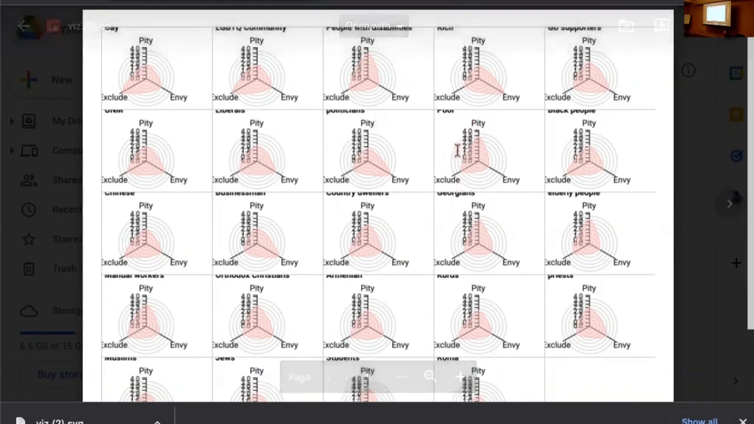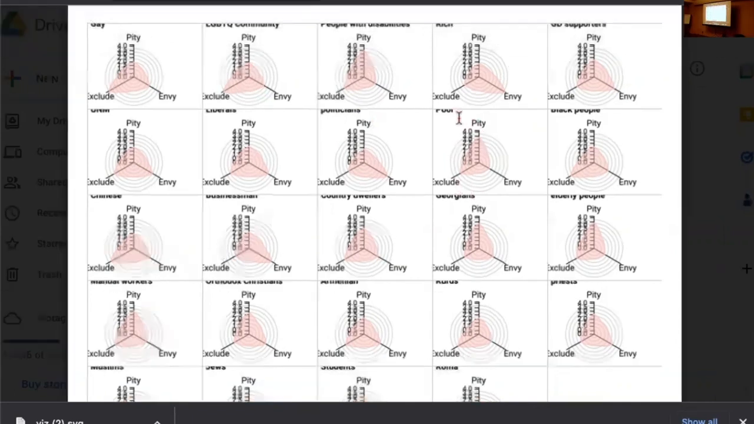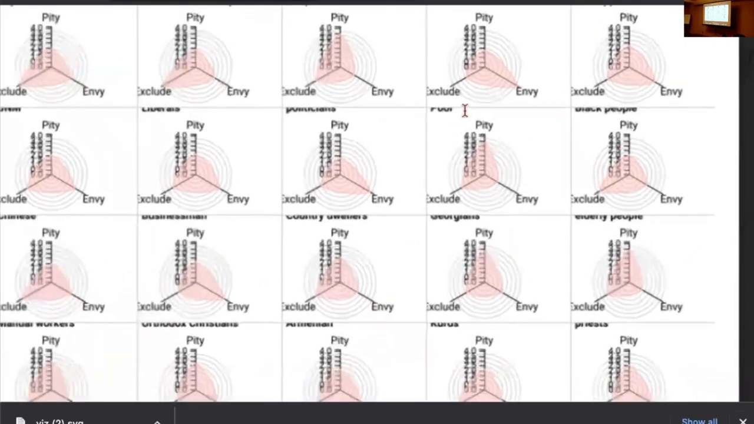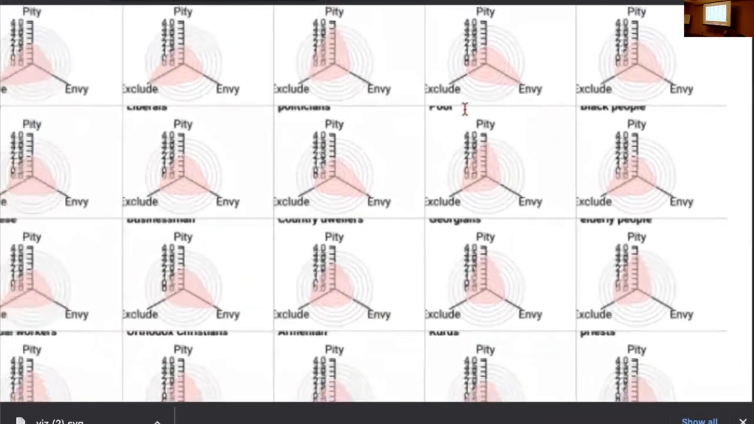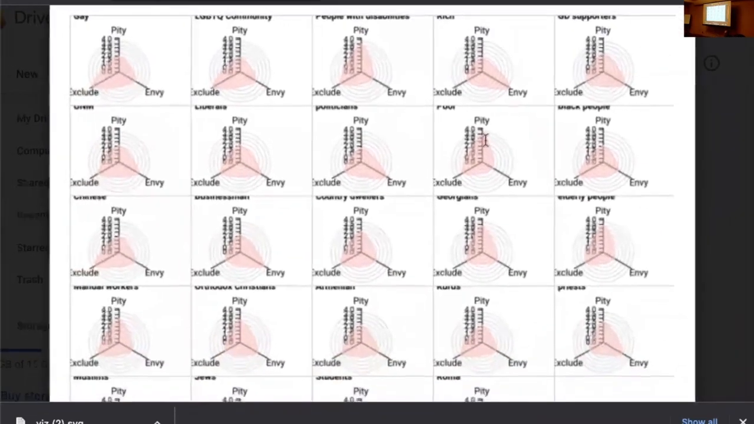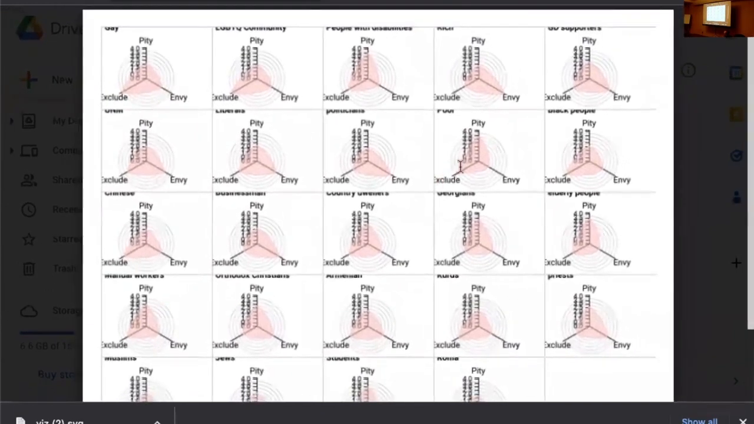This means that we have... who are these people? I can see it. Poor people, yes. Okay. So poor people, they have a lot of PT for poor people in Georgia. They also have a high rate of exclusion. So they are excluded from the society, but people do not envy them. That is what this data tells us.